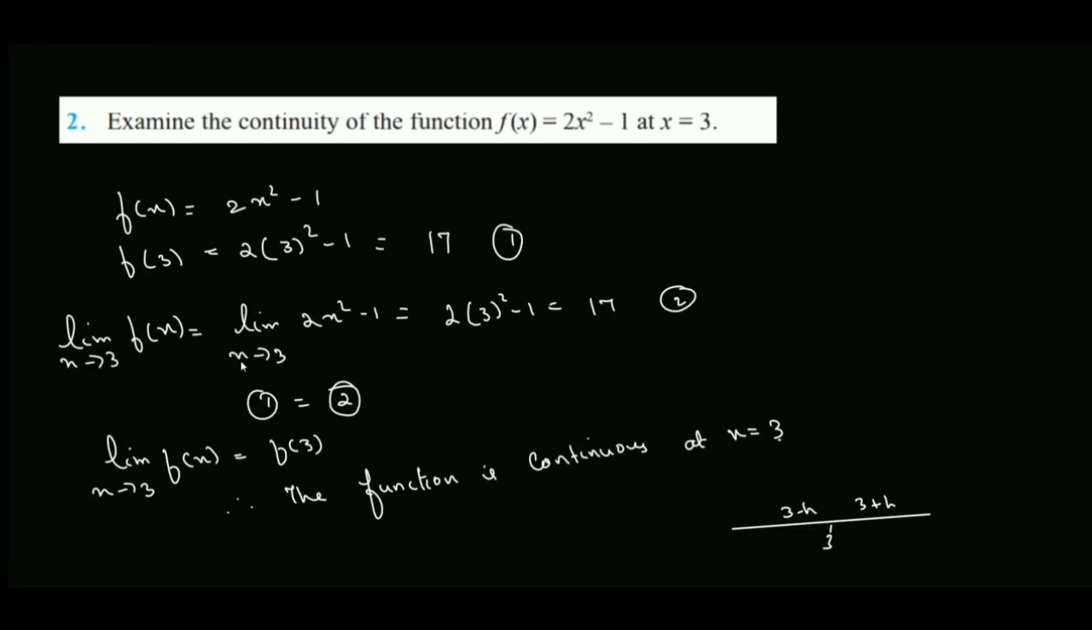Now you find the limit value. Limit value is limit x tends to 3 of 2x square minus 1. In the place of x, put 3, 17. So the functional value is equal to the limit value. The function is continuous at x is equal to 3.